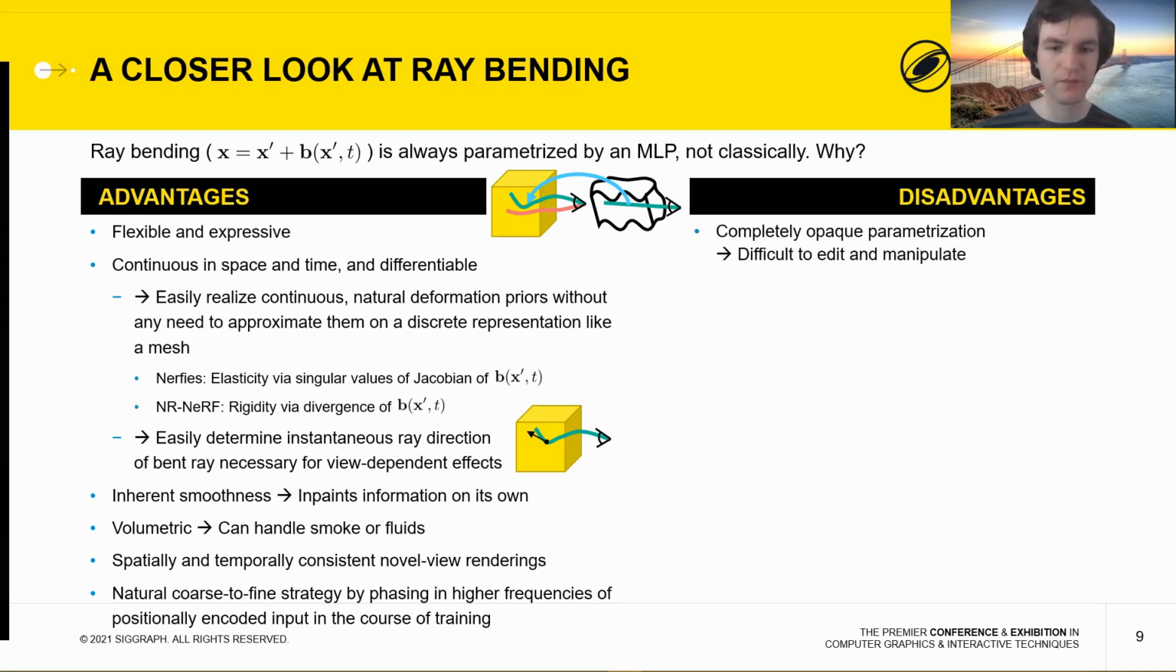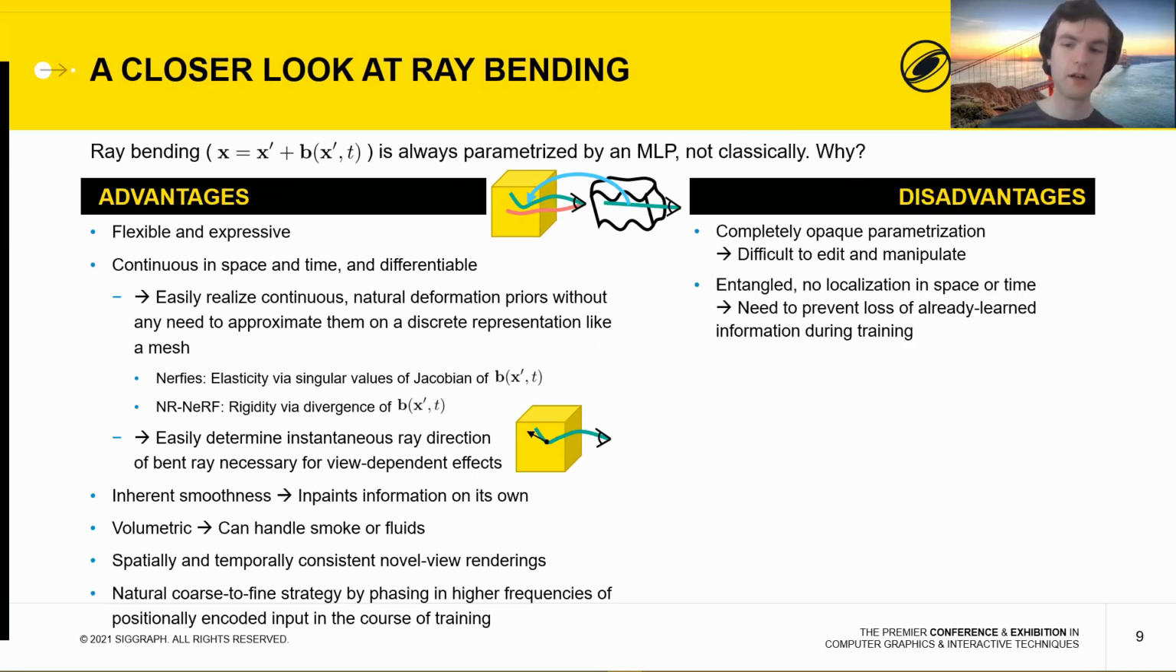There are, however, some disadvantages. So first off, it's a completely opaque parameterization, which makes it very difficult to edit or manipulate ray bending in a targeted manner. It is also fully entangled with no localization in space or time. And so we need to take care to prevent the loss of already learned information during training whenever we update the network weights. And since it is inherently continuous, topology changes are difficult to account for.